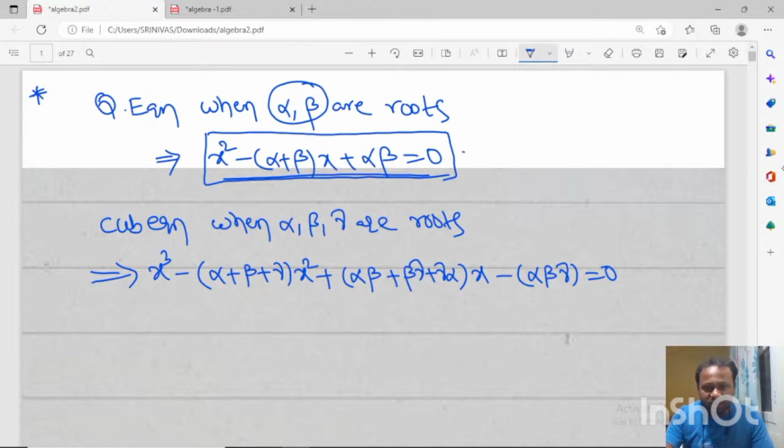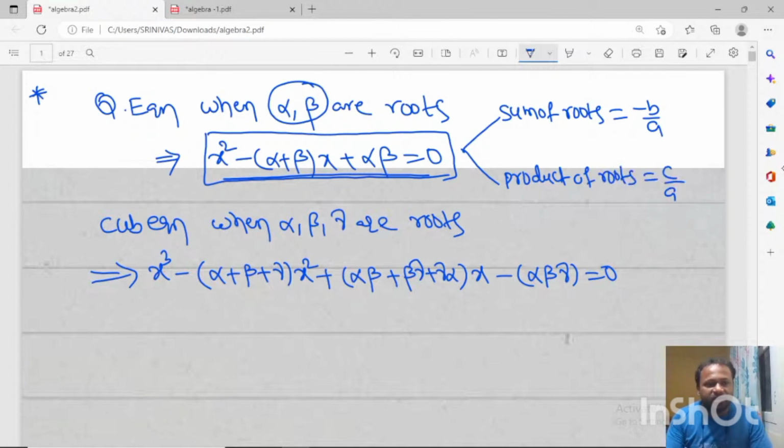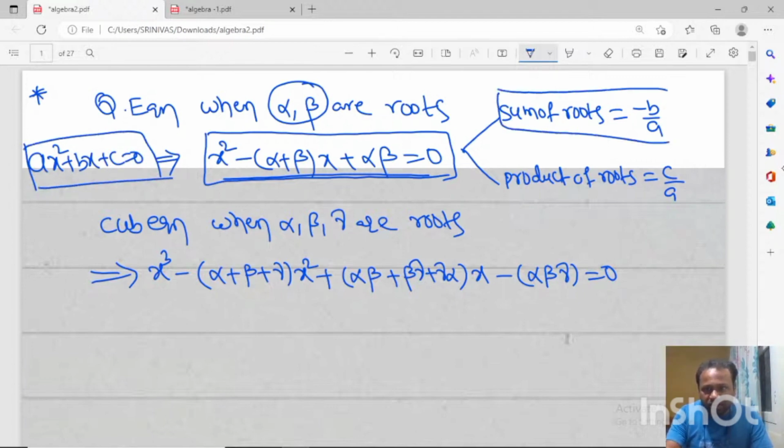Okay. For this quadratic equation, we will have two conditions. Sum of roots. You know what is sum of roots? Minus b by a. Product of roots. What will be? Is equal to c by a. Whenever the equation ax square plus bx plus c is equal to 0 is given, for that sum of the roots as well as product of the roots. Okay, yes.